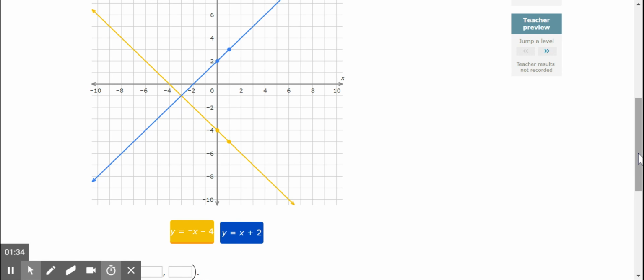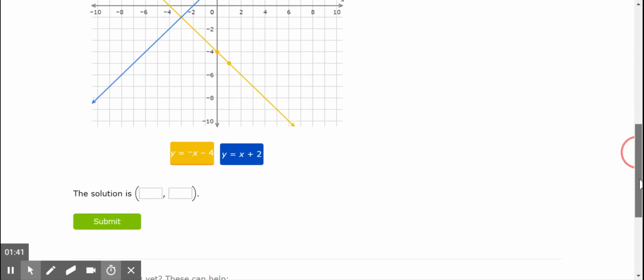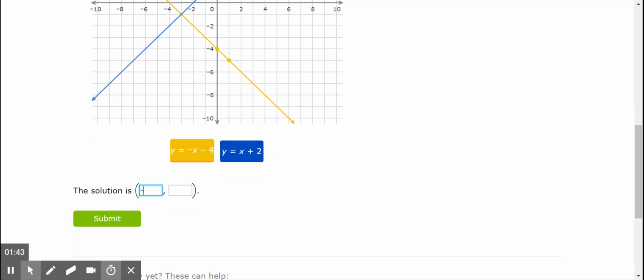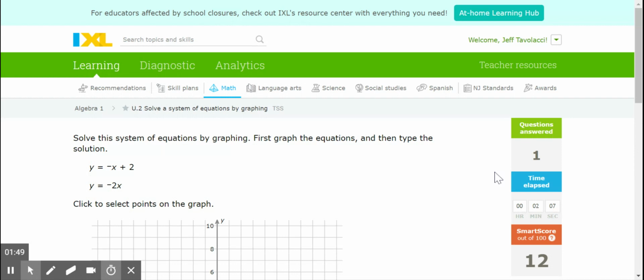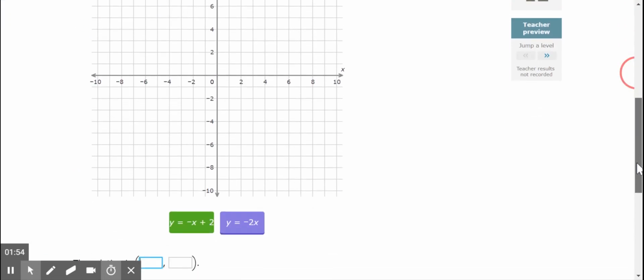So that to me looks like the coordinate -3, -1. -3, -1 is going to be the coordinate solution to both equations. Okay, so now taking a look at the next pairing.